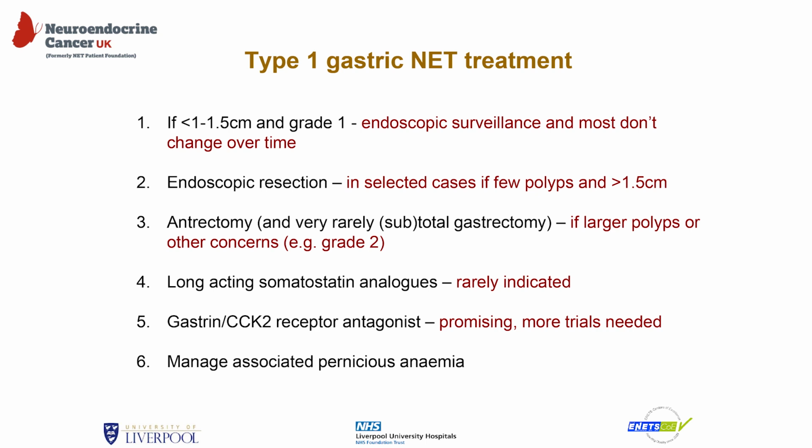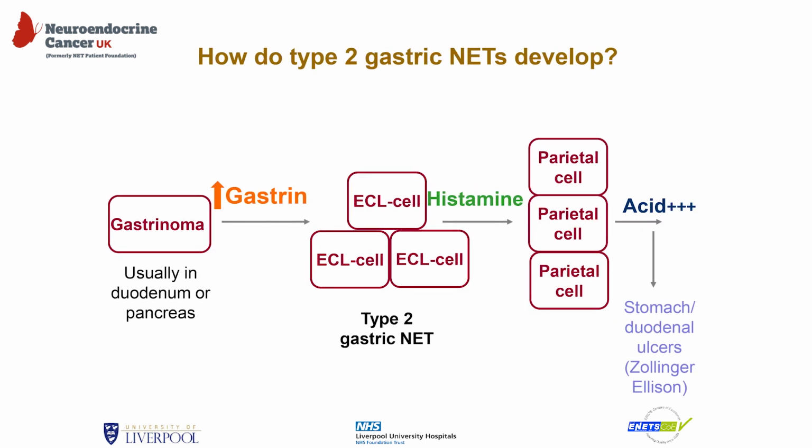Many of the patients with type 1 gastric NETs also have vitamin B12 deficiency, as I've explained, and that will need regular vitamin B12 injections to treat the anemia.